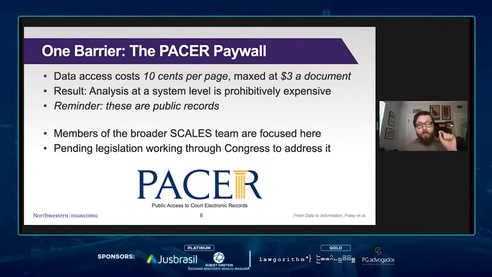That is not the focus of the work we do in this paper, but it is something the broader SCALES initiative is focused on: how we are getting access to the data from all the different districts, and also tracking pending legislation that's working through Congress to address this problem.